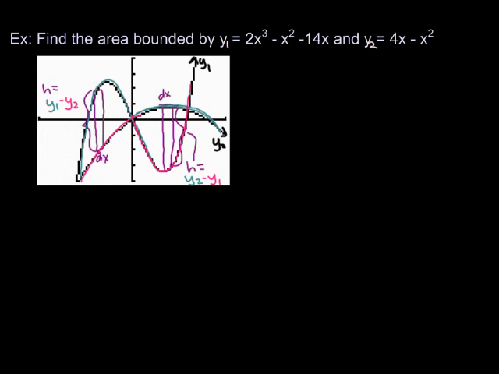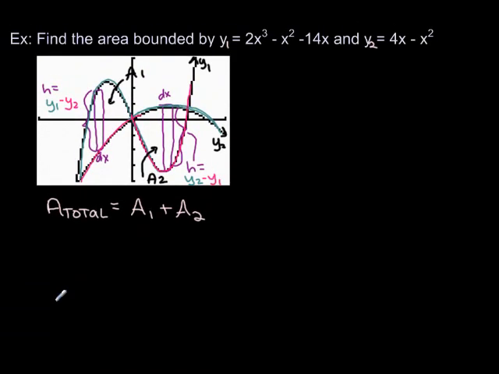Because of this, we're going to split this up into two separate areas, which means we will do two integrals to represent the entire area. So for our total area, we're going to take area 1 plus area 2. I'm going to go ahead and label this as my area 1 and this as my area 2.